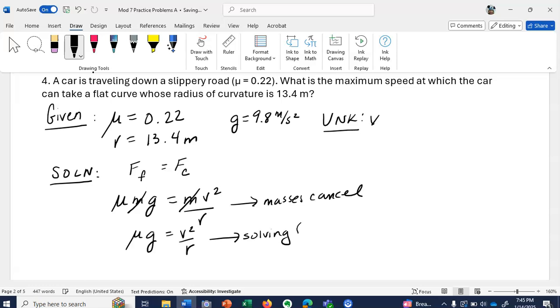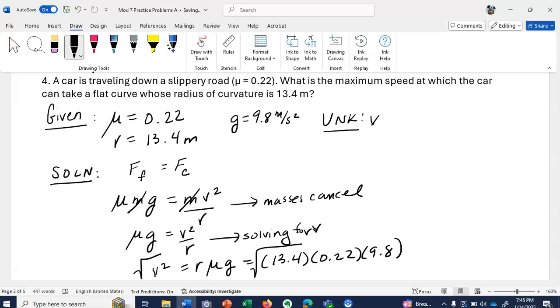Solving for velocity, that's a V. My handwriting is literally awful. So V squared is equal to R times mu times G, and we're going to plug that in. Once we multiply this, we're going to need to take the square root to get our answer.